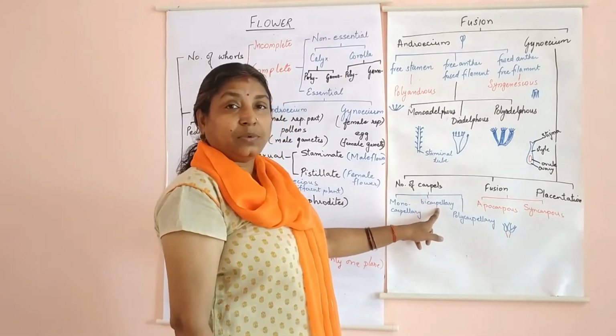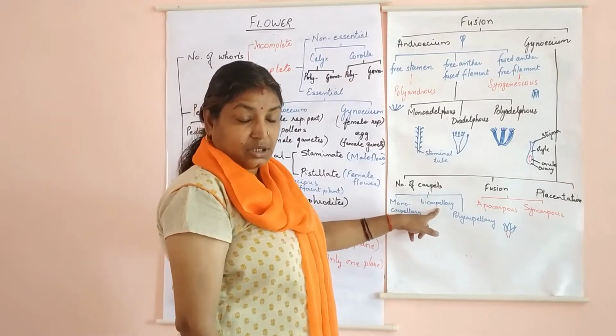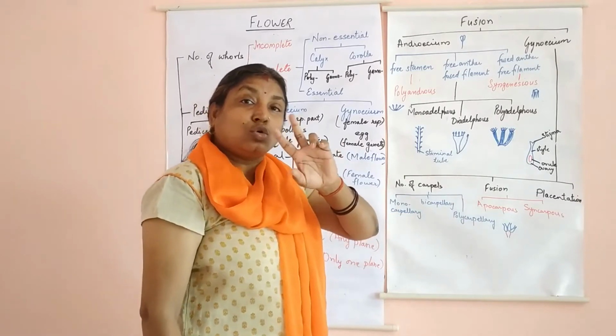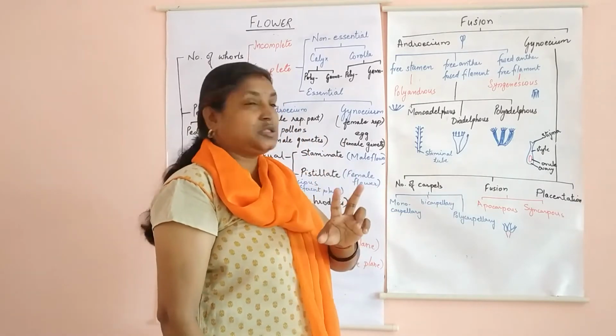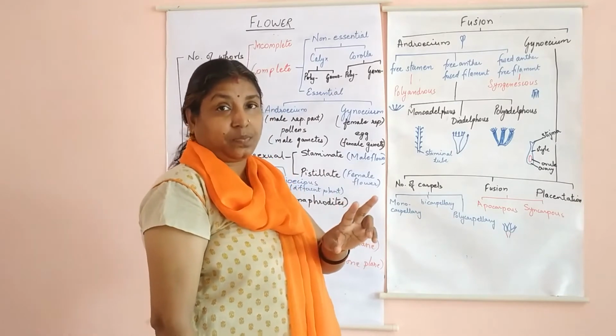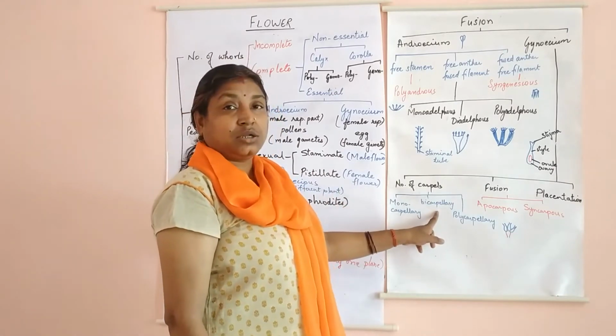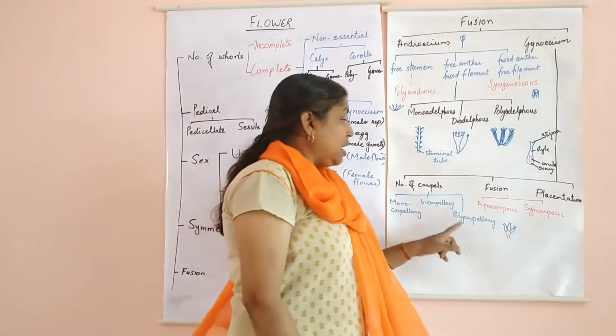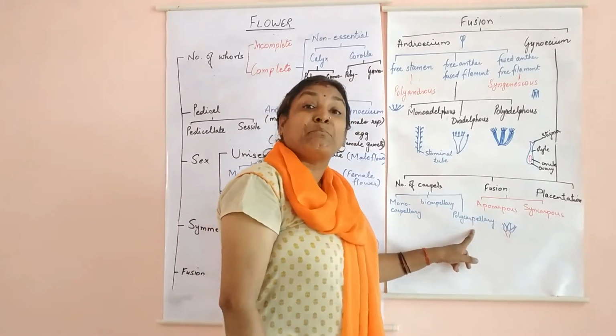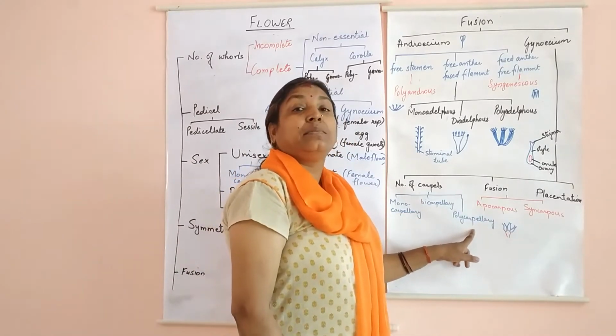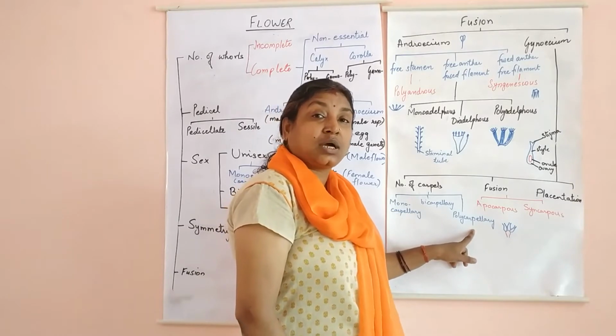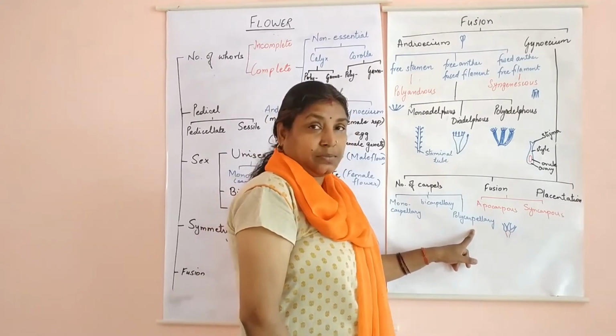Then bicarpellary. In bicarpellary, you will see there are two ovaries present, like in mustard. And polycarpellary, where many ovaries are present.